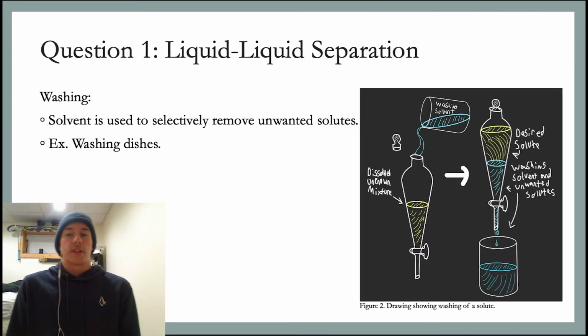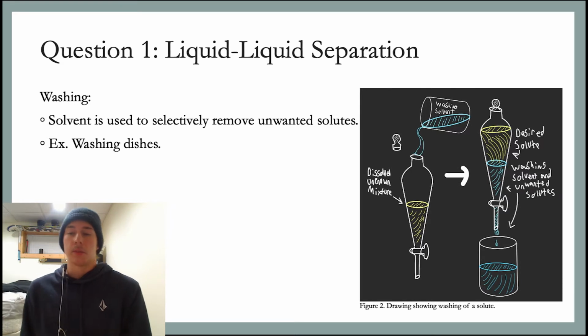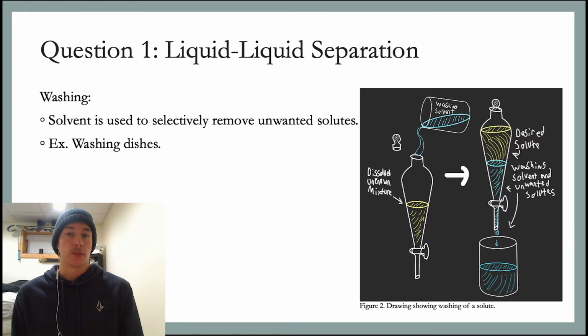So washing and extracting have the same general procedure. The only difference is what you're removing from the mixture of solutes. In a washing, you would dissolve the mixture and put it in a separatory funnel, add the washing solvent, mix them together, and remove the washing solvent alongside the unwanted solutes, leaving the desired solute behind. A common example of this is washing dishes, in which you use soap, the solvent, to remove dirt, the unwanted solutes, and you leave the dishes behind, which is the desired solute.